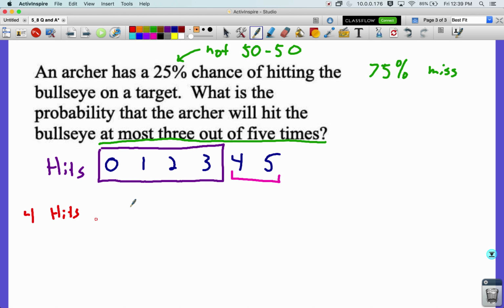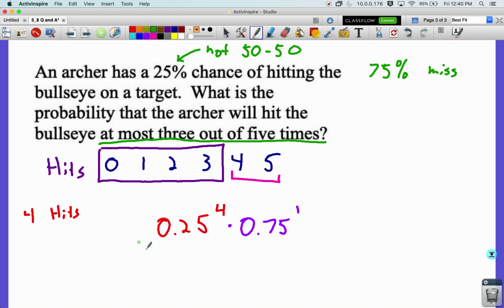So we have to hit the target 4 times. Each time has a 25% probability, so we do 0.25 to the 4th. That's our chance of hitting it 4 times in a row. Now we have to miss it on the 5th shot, whenever that shot happens. So that's a 0.75 probability. I'll do a little exponent of 1 here to represent that we're going to hit 4 times and miss 1 time. And these are the probabilities of a hit and of a miss.